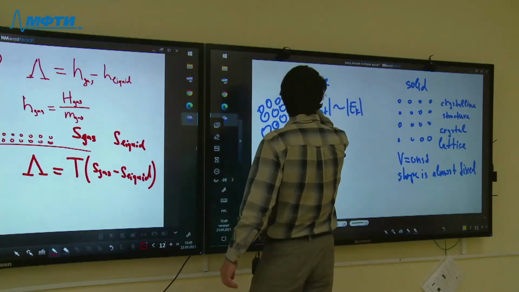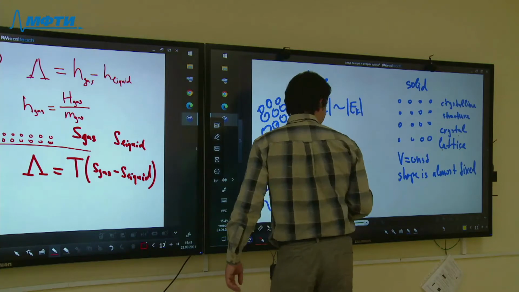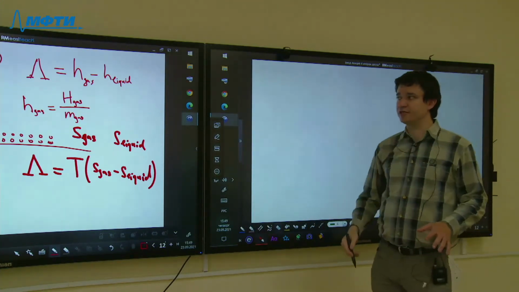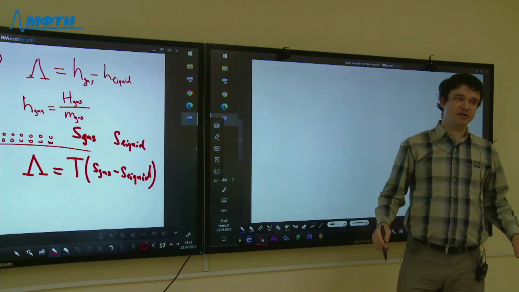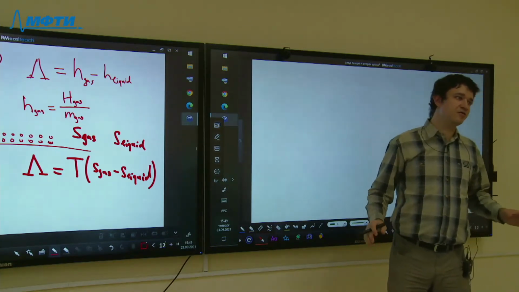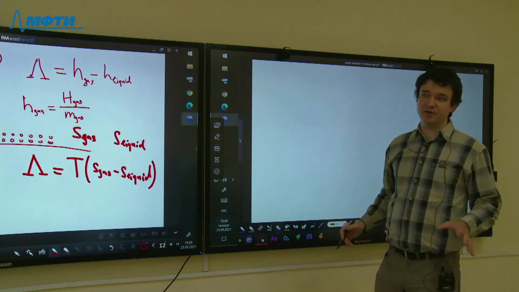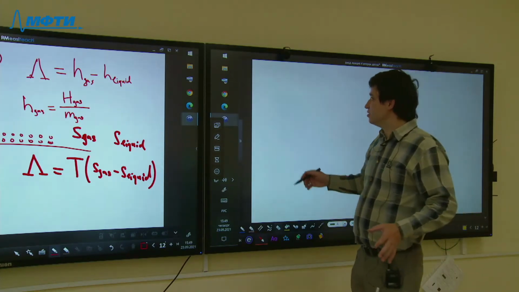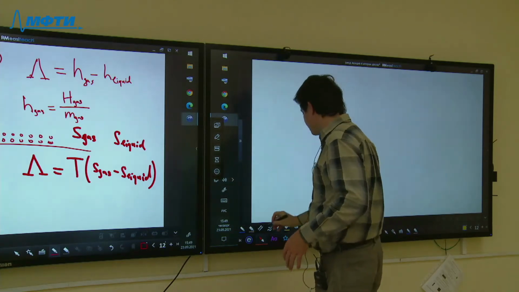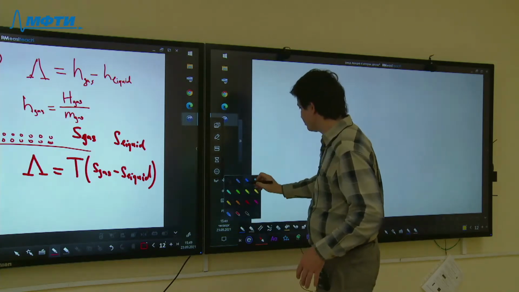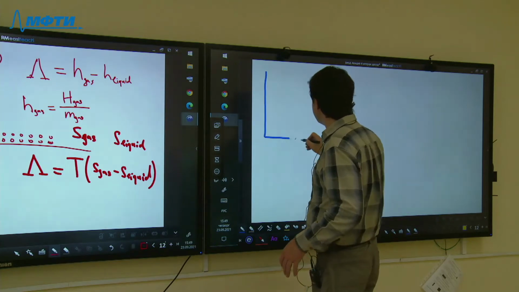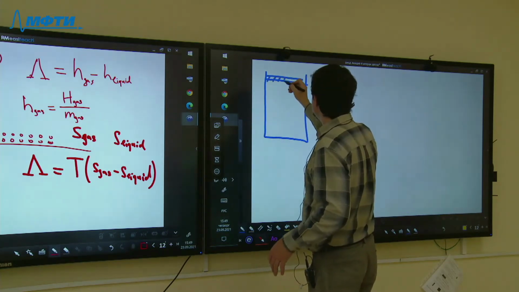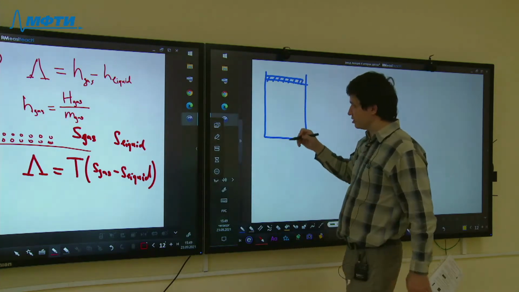The next situation I'm going to consider is the following. I will concentrate now on the transitions between gas and liquid phase, because both of these phases are very simple to describe. They can be described by the density. So let's say you have a vessel with a piston, and you can freely change the volume of the vessel.